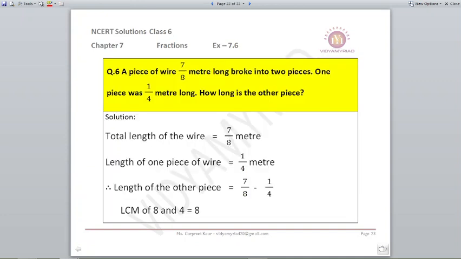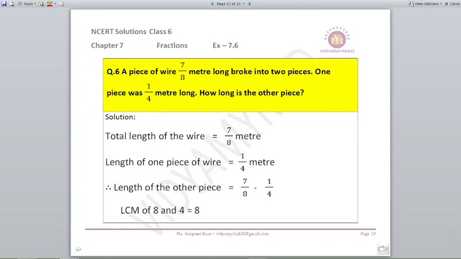Next, a piece of wire 7 upon 8 meter long broke into two pieces. One piece was 1 by 4 meter long. How long is the other piece? Now total length is given to us, 7 upon 8. One length is known as 1 by 4. We need to find out the other.